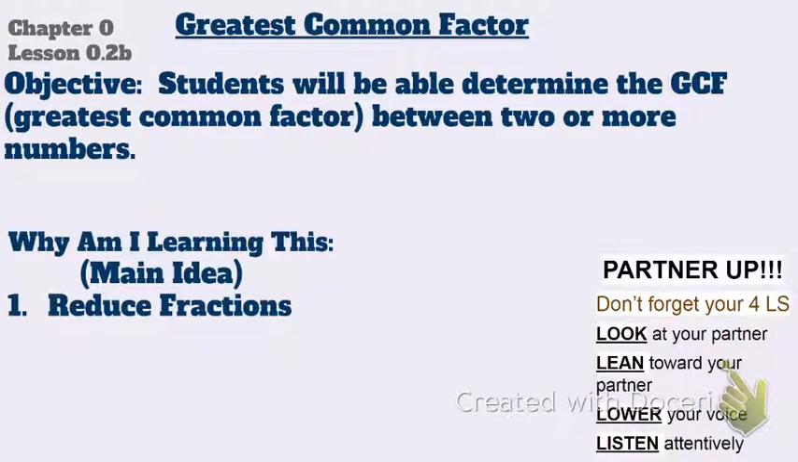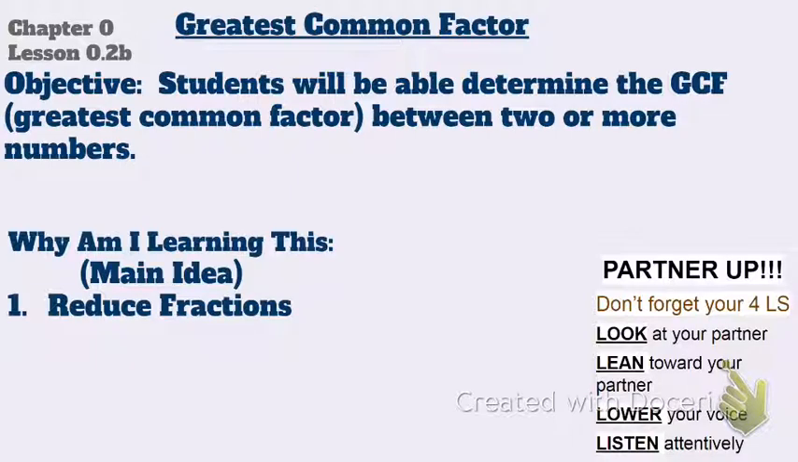Today's lesson is greatest common factor. We're still in chapter 0. Our lesson is chapter 0.2b. The objective today is students will be able to determine the GCF. GCF stands for greatest common factor between two or more numbers.